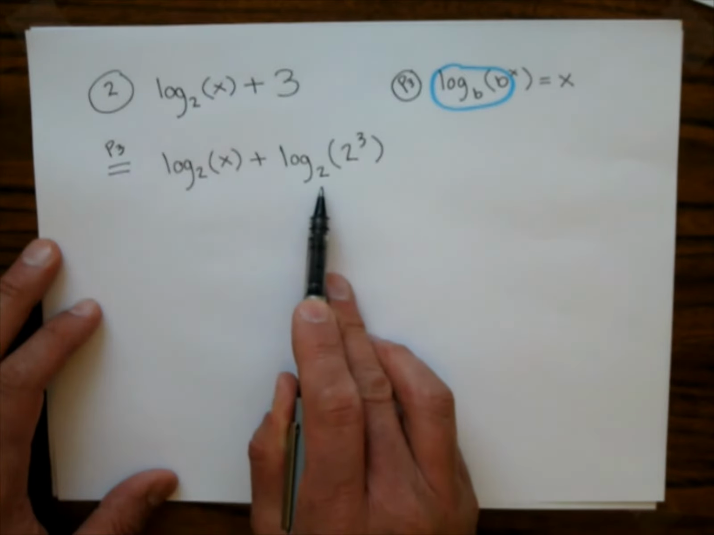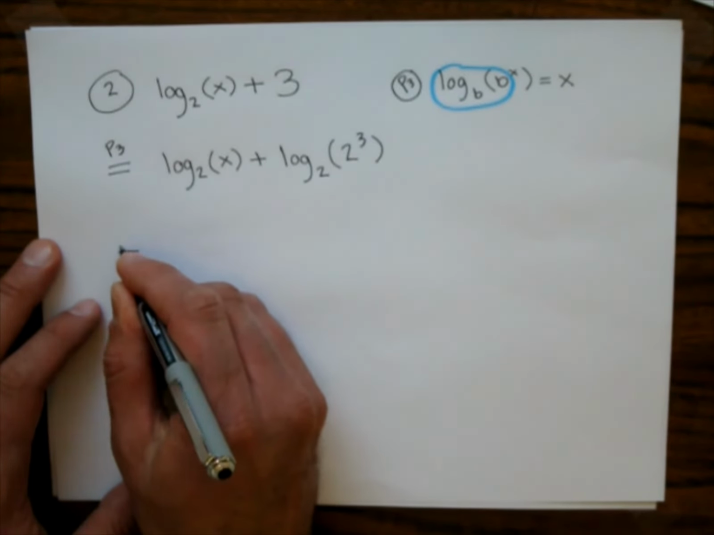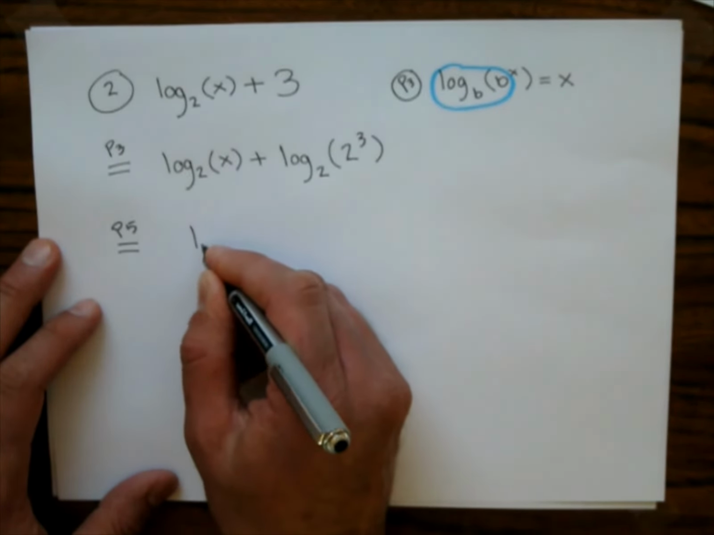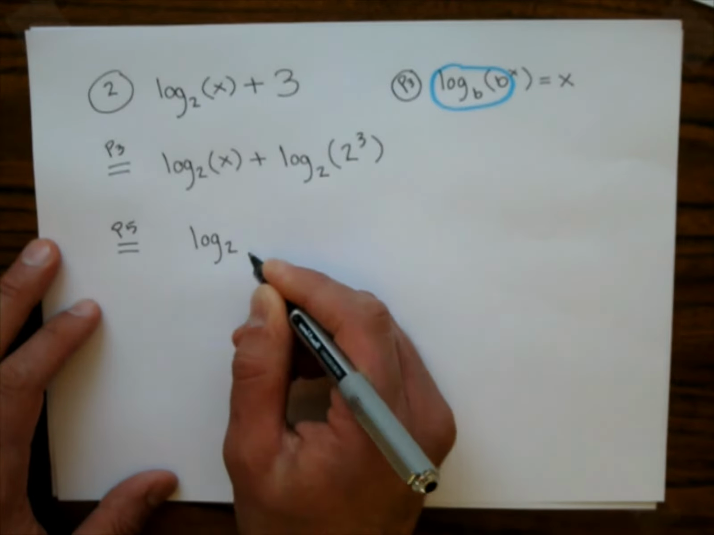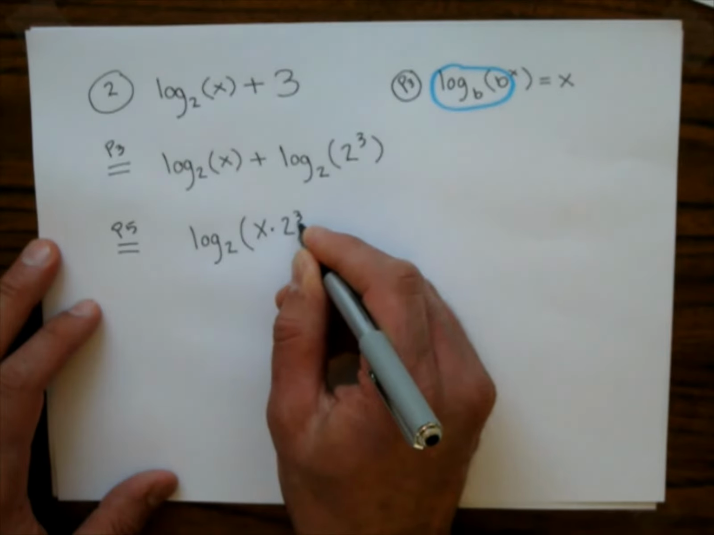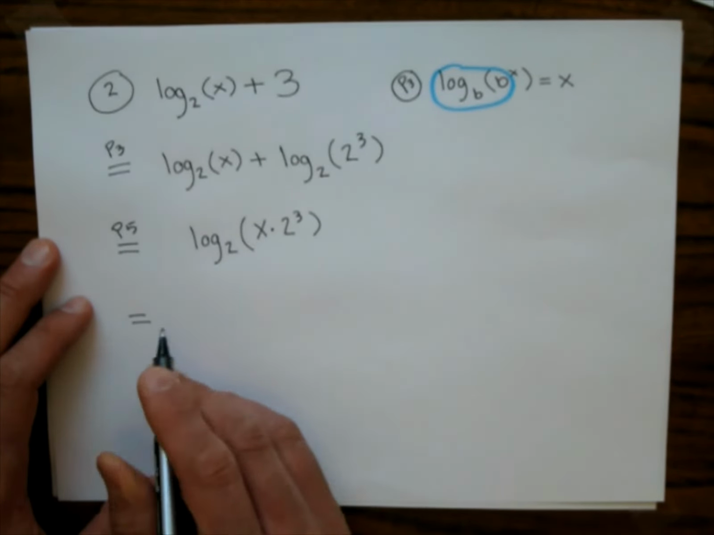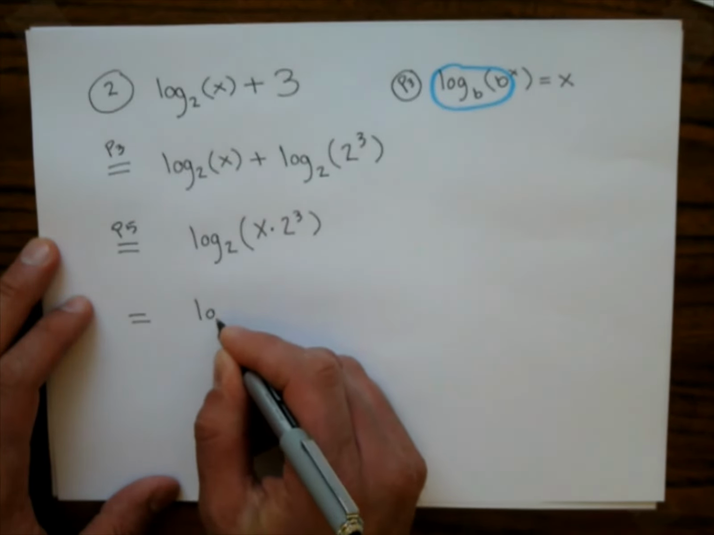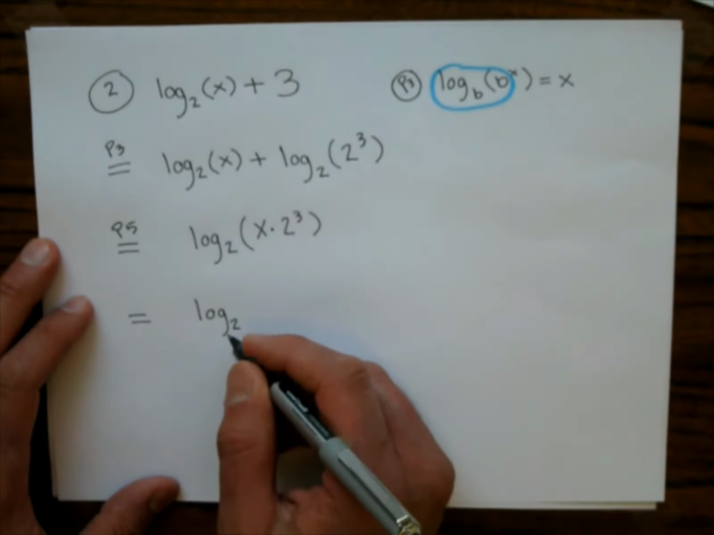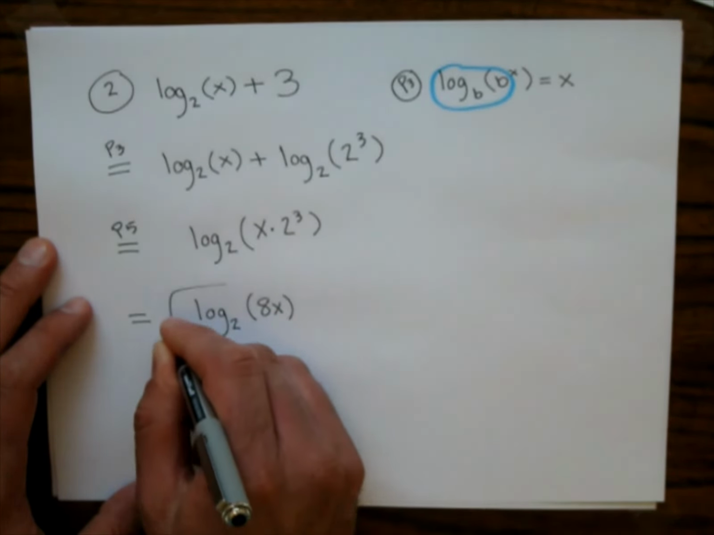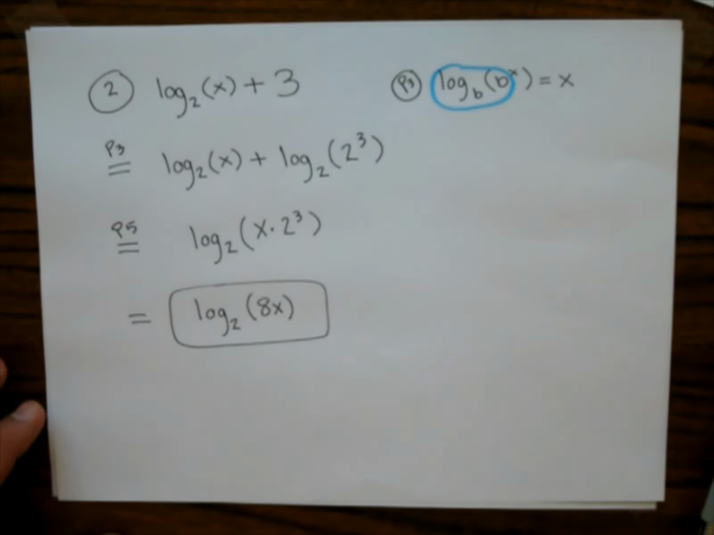Now look at these logs. They have the same base, and we're adding them. So we can do the product rule, where we say this is log base 2 of x times 2 to the third. 2 to the third, we could have just done that right away. That's 8. So let's simplify our argument. Log base 2 of 8x. And that is how you do these properties.